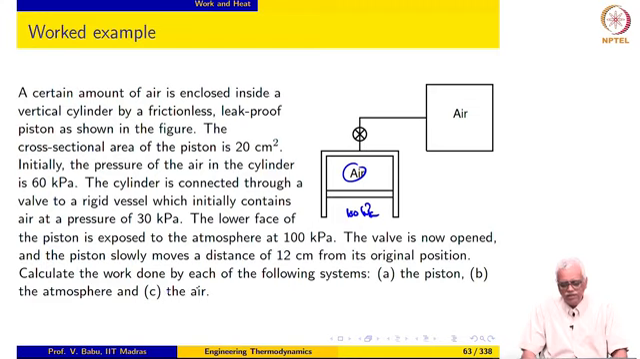So, we are asked to calculate the work done by each of the following systems. We take the piston to be the system, the atmosphere and the air, and calculate the work interaction. Okay. Since the pressure initially in the cylinder is 60 kilopascal, pressure here is 100 kilopascal, it is quite clear that the piston moves up during the process.